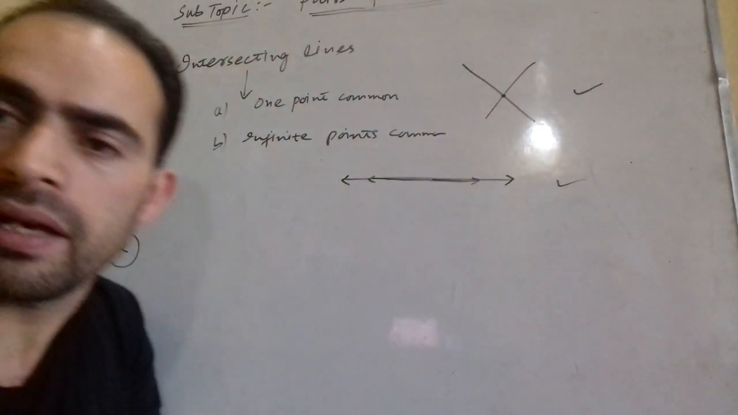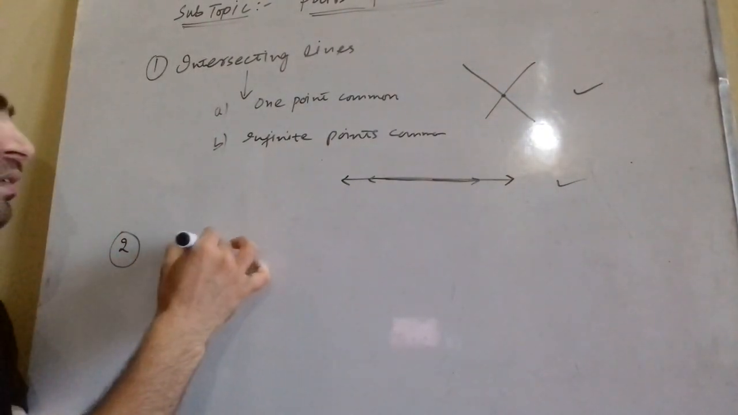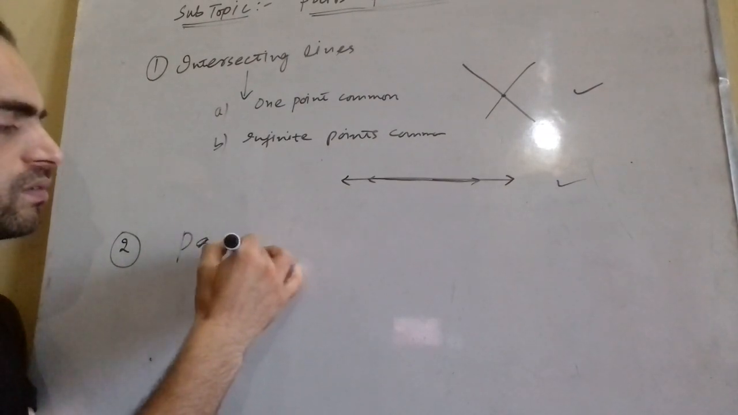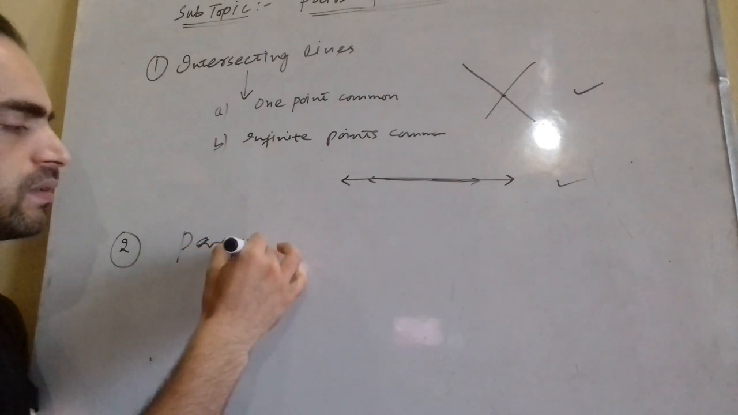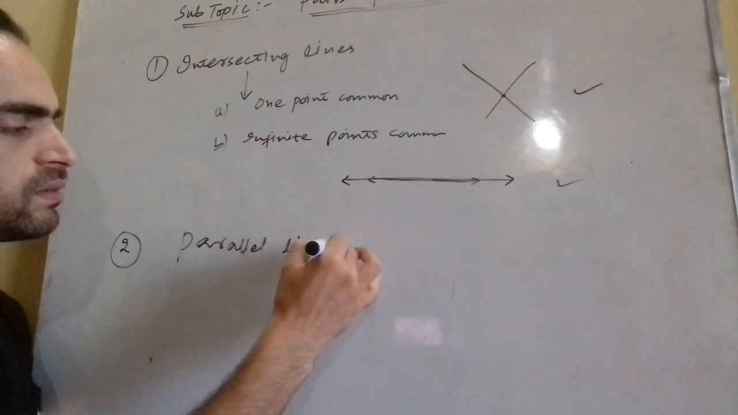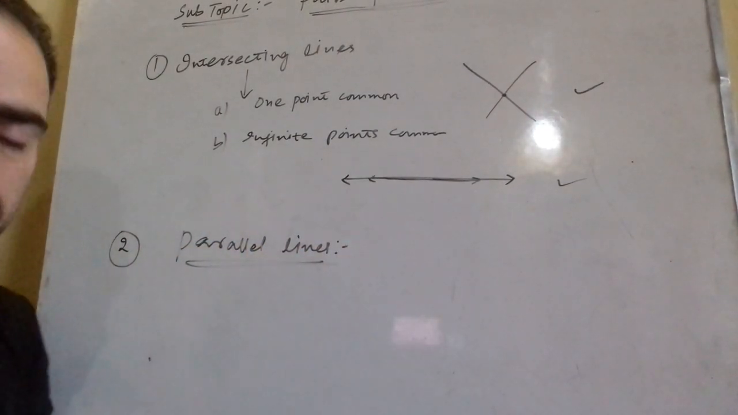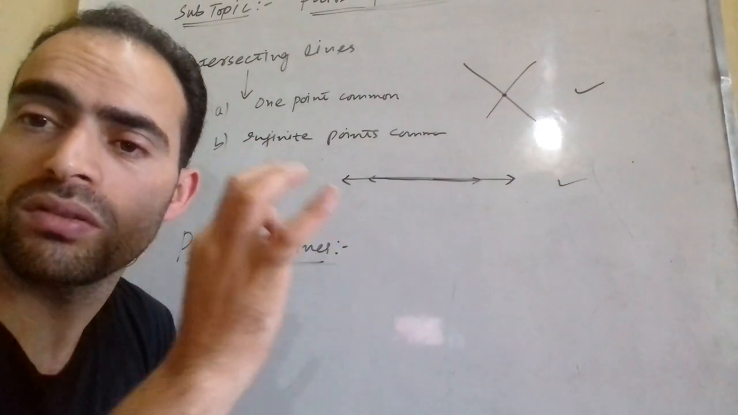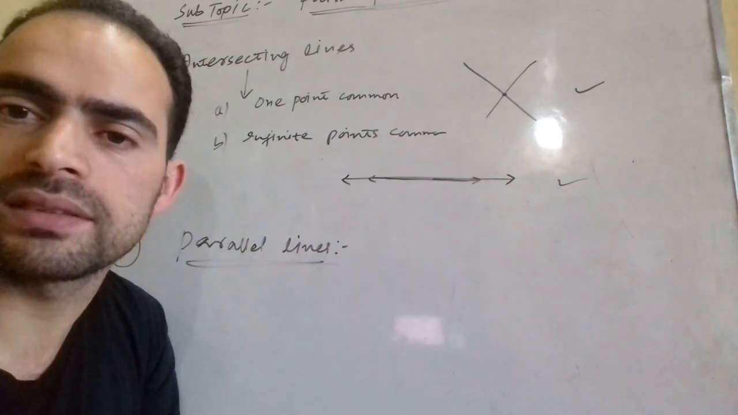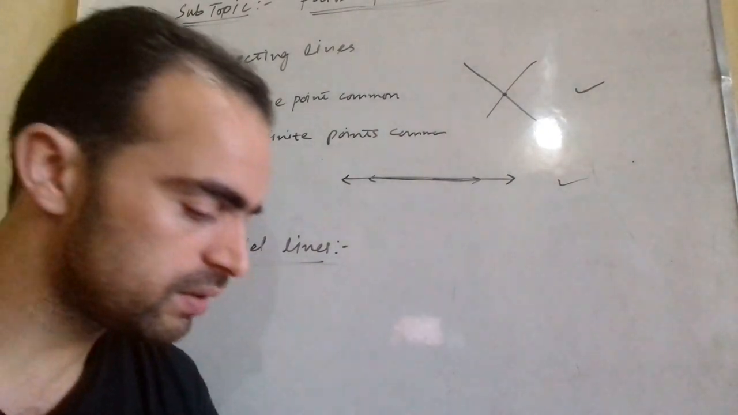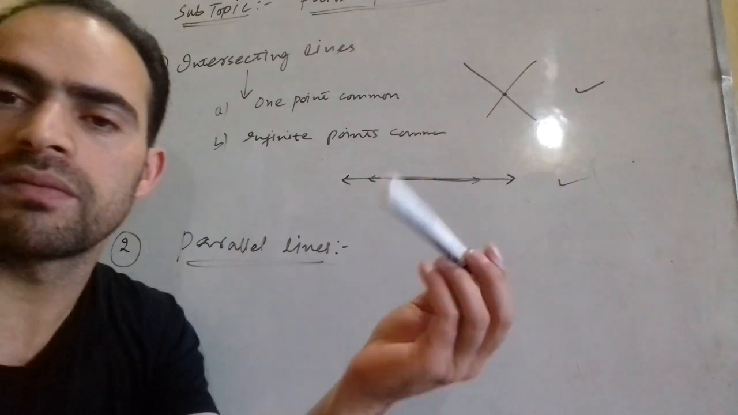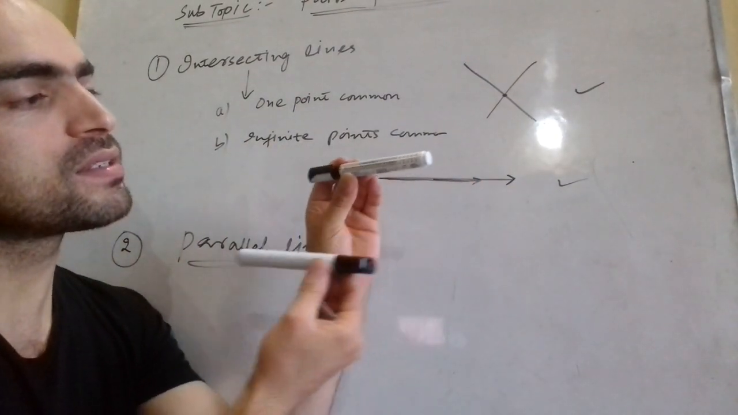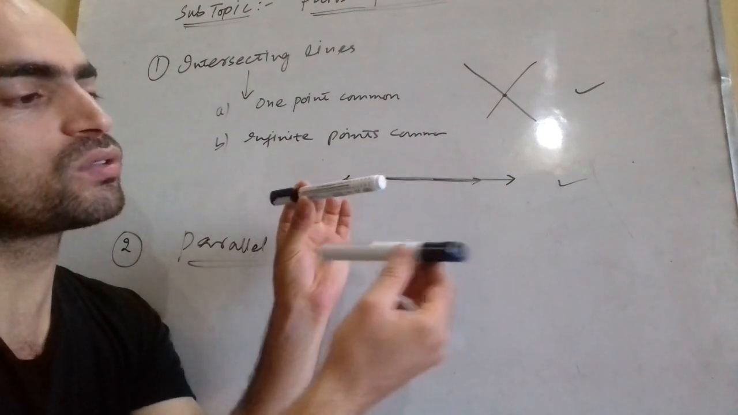Now the next case is parallel lines. Parallel lines means lines which don't intersect. Two lines are said to be parallel if they never intersect each other on both sides. Like I will take, yes, these are two marker pens. See, these two lines don't meet each other, so it means these two lines are parallel.